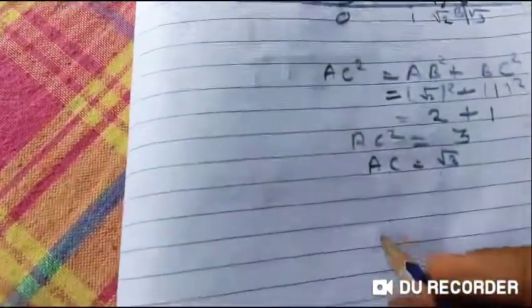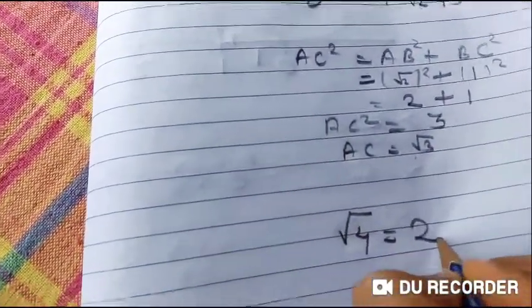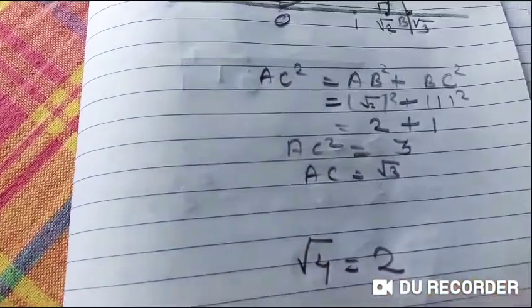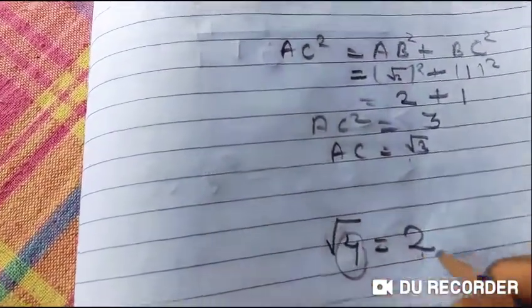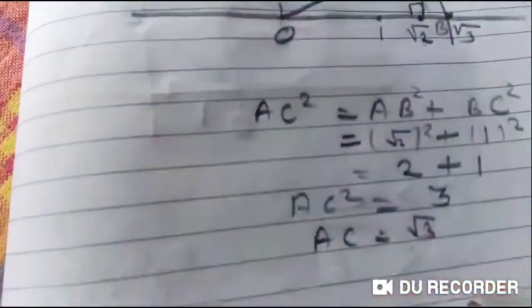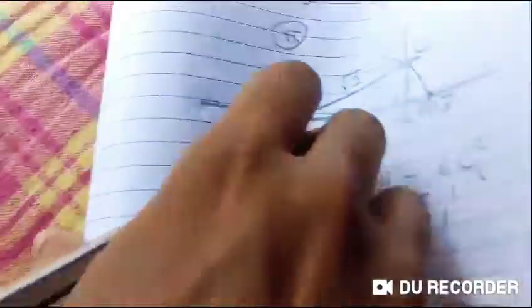Now you need not plot root 4 because you know what it is. Root 4 is 2 directly, right? Because it's not a prime number. Root 4 is 2. You can plot it directly. Now the next number you have to plot is root 5. How will you plot root 5?